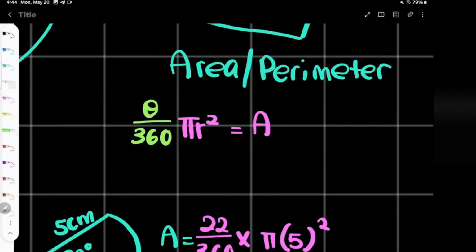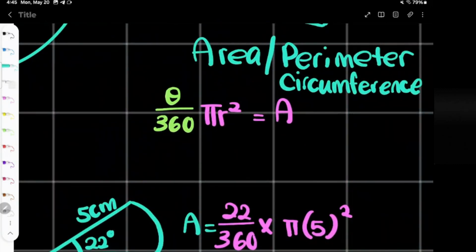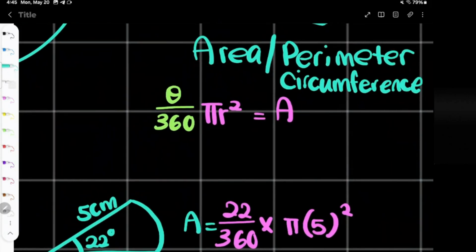The formula for the perimeter of a circle is actually the same as the circumference. But why do they ask you for the perimeter? Because it is a sector, not the full circumference. So the formula for circumference is 2 pi r. This is for the full circumference.